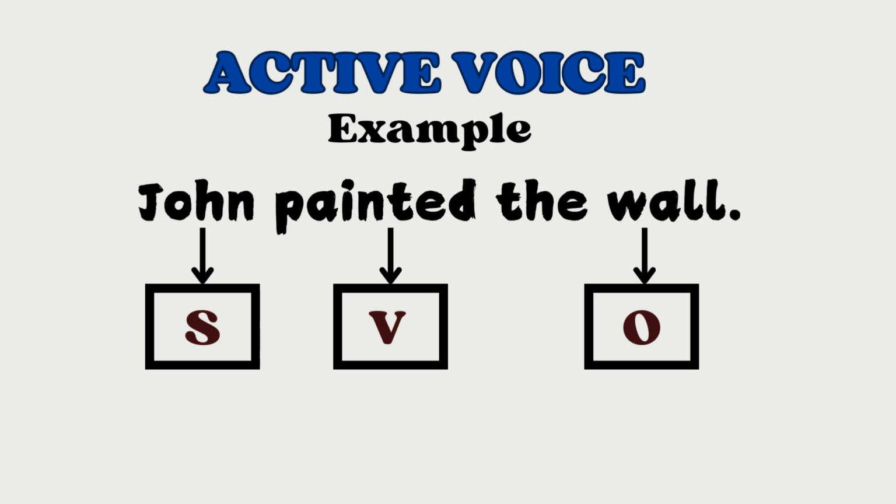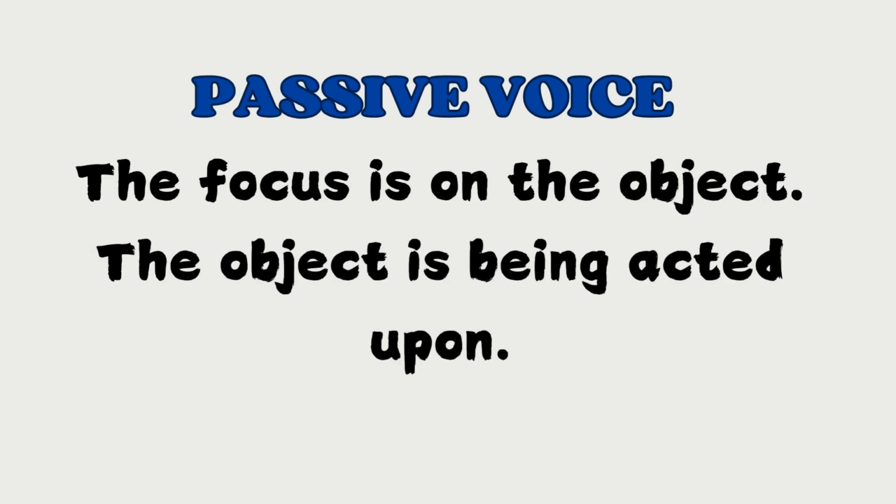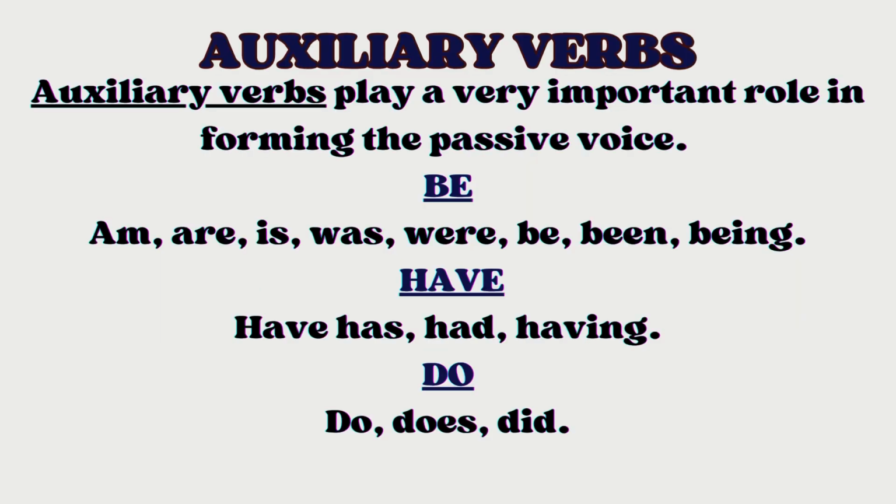One thing to note here is that this sentence is in the past tense because the verb painted is in the past tense. In the passive voice, the object is being acted upon. The object is given more prominence and appears at the beginning of the sentence. The subject may or may not be a part of the sentence depending upon its relevance. Before we look at converting the above sentence into the passive voice, let's learn about auxiliary verbs.